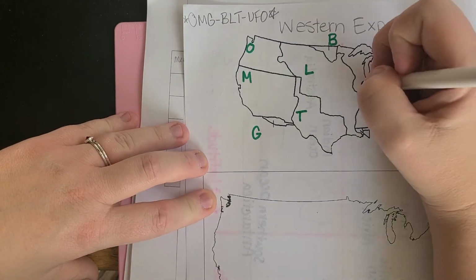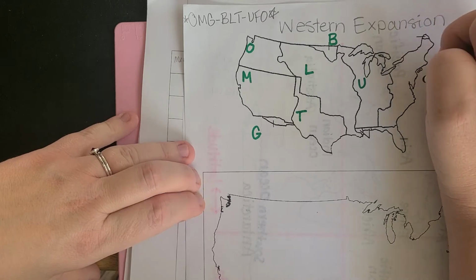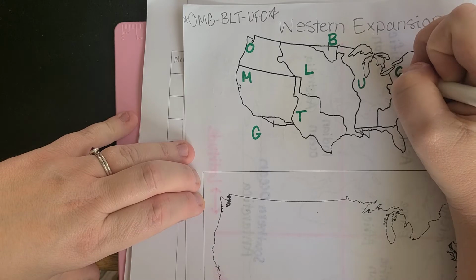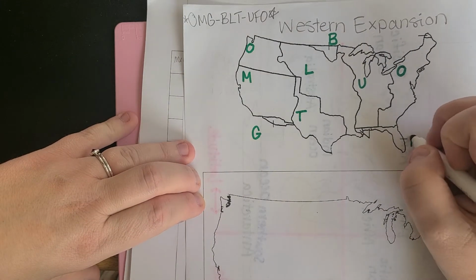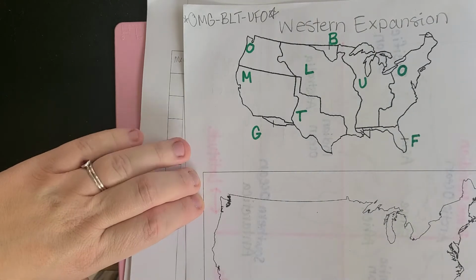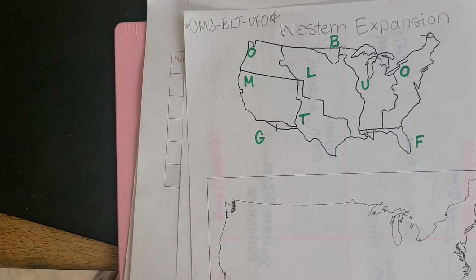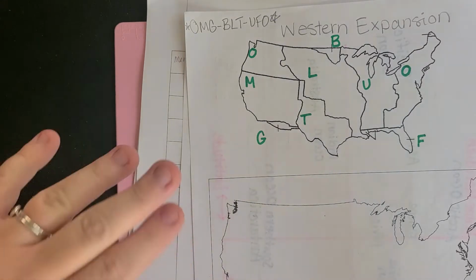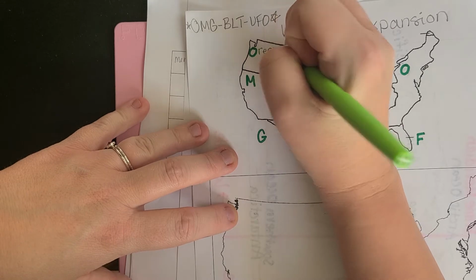And now for our UFO. This is the United States in 1783. This right here, all of this is the original 13 colonies. And then that little guy down there is Florida. Okay? So OMG, BLT, UFO. Now we need to go back in and completely fill this out so that we know what all those letters stand for.